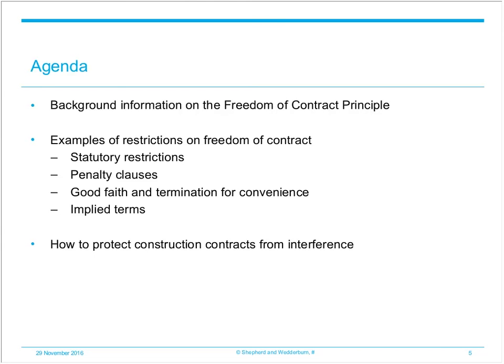We will then move on to examine the law surrounding termination for convenience clauses and good faith in construction contracts. We will use examples such as TSG Building Services against South Anglia Housing to illustrate the court's current approach to the concept of good faith in such circumstances. Lastly, we will examine implied terms and their impact on the freedom of contract principle. We will then provide a summary of the ways in which construction contracts can attempt to mitigate against these types of interferences with this freedom of contract where possible.